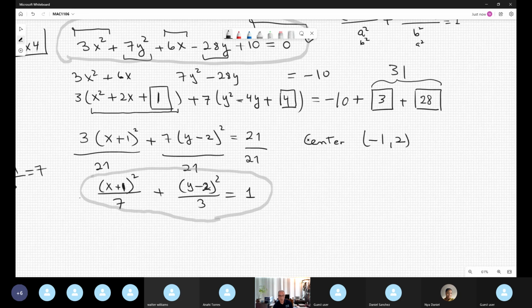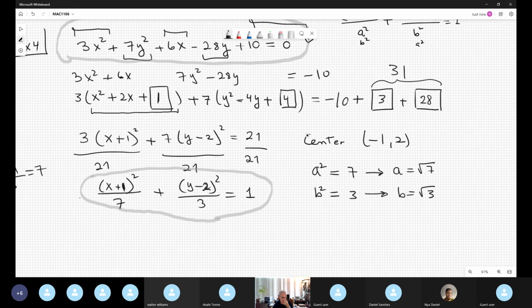Cool. And what about a squared and b squared? Who is a squared and who is b squared? Who is A squared? Compare. 7. And B is 3, right? Therefore, it's a weird number. A is radical 7 and B is radical 3. I don't care. It's weird. It's the answer, that's it.